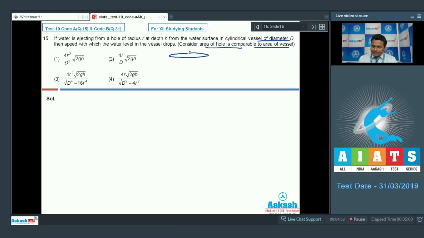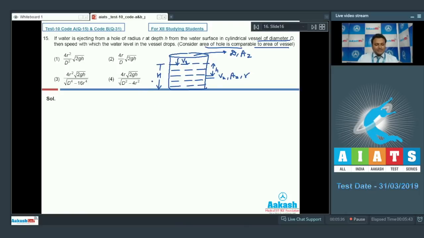So let us consider a vessel filled with liquid up to level capital H from the bottom. Now there is a hole at a depth h from the surface of water. Suppose the speed with which the water is ejecting here is V2, area is A2, radius of the hole is R given in the question. Diameter here is D, area is suppose A1, and the speed with which the level of liquid is dropping is suppose V1. So this V1 we have to calculate.